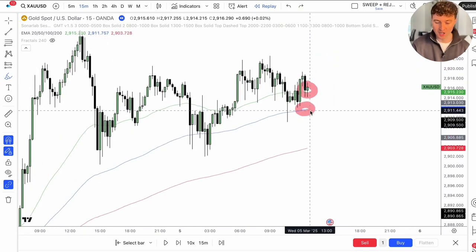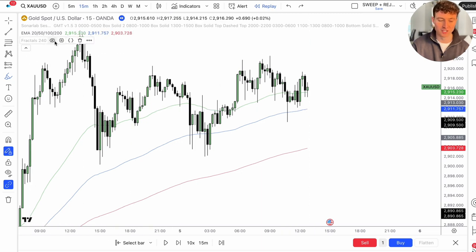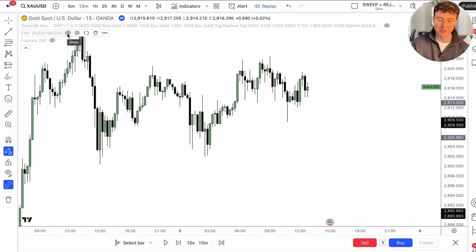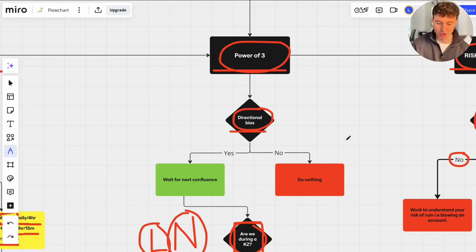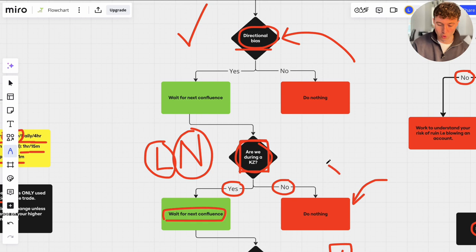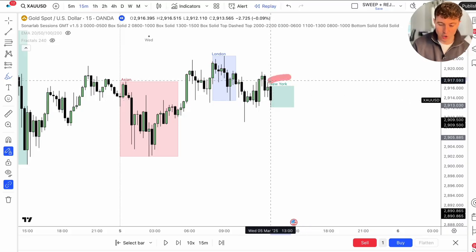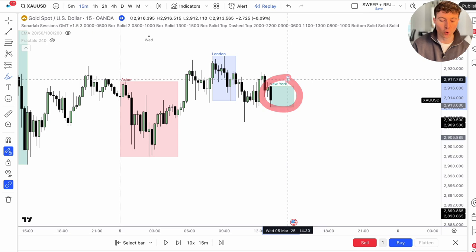Okay, great. So we've established that we are long bias right here. I'm just going to remove the EMAs just for simplicity, but please keep in the back of your mind that we are long bias. So looking back at the process right here, you can see this is step number 1, which was directional bias. That is now ticked off because we understand we are long bias. Step number 2 on the process is, are we during a kill zone? And you can see right here we are currently during the New York kill zone.